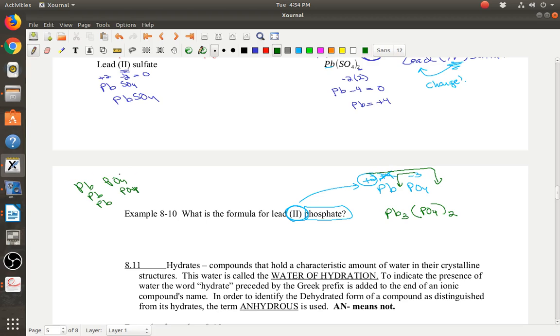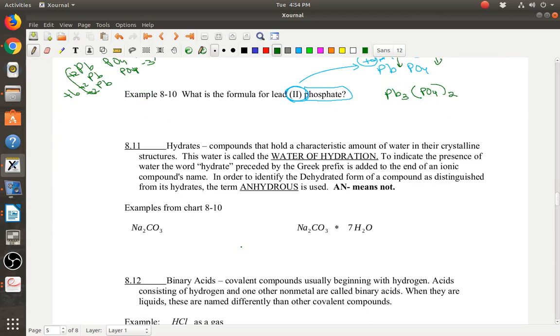Each PO4 has a -3 charge. Each lead has a +2 charge. Add all those +2s together, I get a +6. Add those 2 -3s together, I get a -6. And it adds up to 0. All right, that's going to bring us to hydrates, and we're going to stop here on this video.